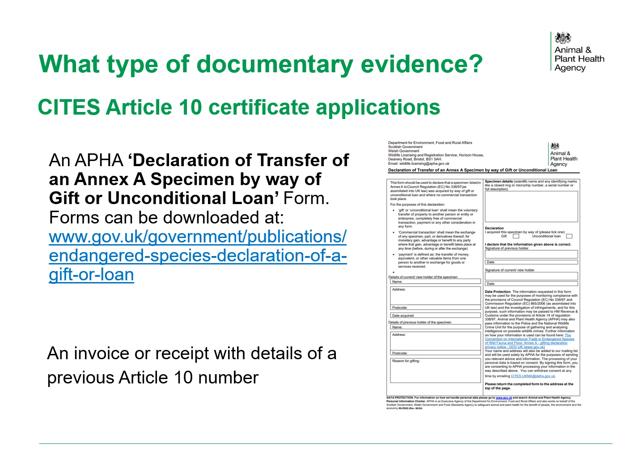If you were gifted an Annex A specimen and you are now applying for an Article 10 certificate, you will need to provide a completed APHA declaration of transfer of an Annex A specimen by way of a gift or unconditional loan form. These forms can be downloaded at the gov.uk website. To prove legal acquisition, you must also provide an invoice or receipt with the details of a previous Article 10 number.